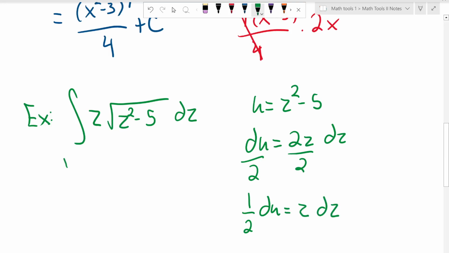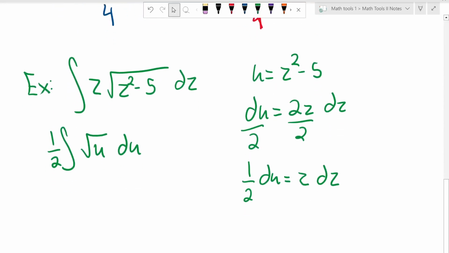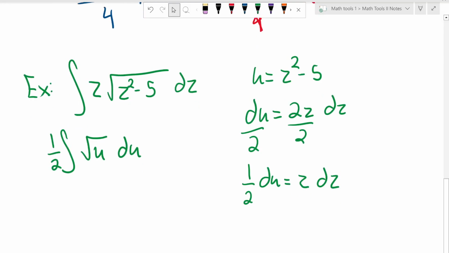Now, this expression right here would be the square root of u du times 1/2. And it's constant, so we can just bring it on the outside, right? So we subbed the z squared minus 5 with u. We subbed the z dz with 1/2 du, right? And we moved the pieces around at the same time, but they're all there. This will often be the case where it's off by a constant or something. If it's off by a whole variable, then you might not be able to do something like this. So this is really only going to work when it's a constant.